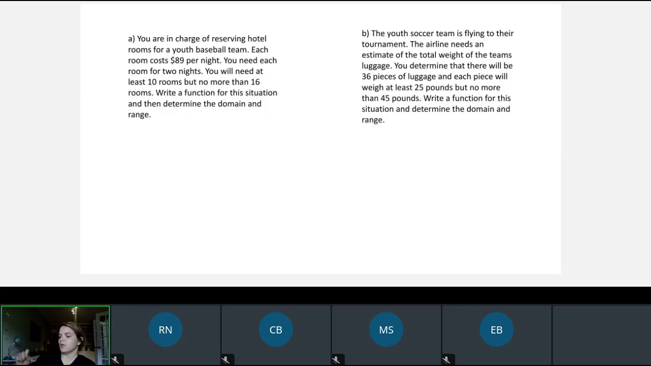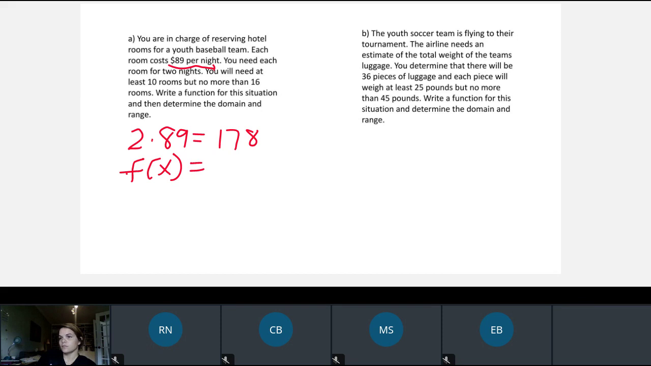Okay, so for part A on slide 6, it says you're in charge of reserving hotel rooms for a youth baseball team. Each room costs $89 per night, and you need the room for at least 2 nights. Okay, so 2 times 89 equals 178. So my function is 178 times x. X is the number of rooms.